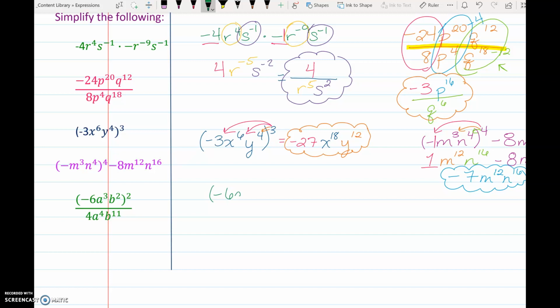Negative 6a cubed, b squared, quantity squared, divided by 4, a, b to the 11th. So again, we have a lot going on. We need to think about what are we going to do first. Well, order of operations. I need to apply this exponent.